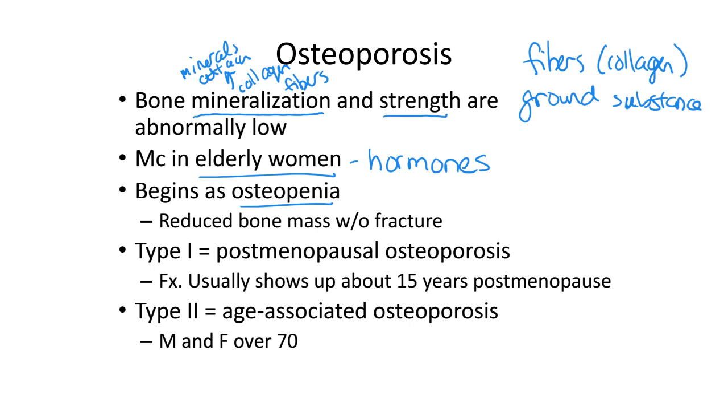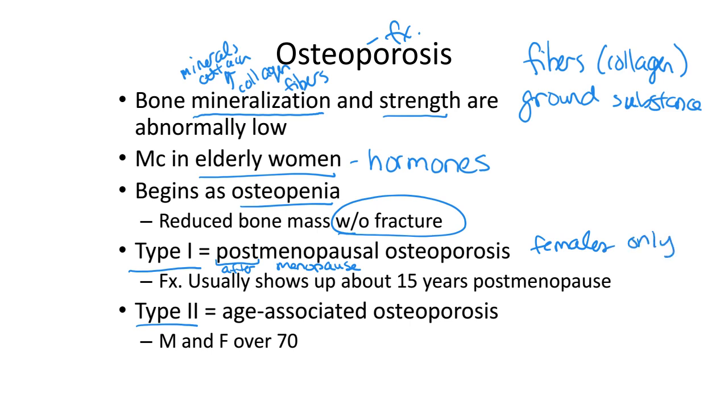Osteopenia is just osteoporosis without fracture. So I still have the decrease in bone mass, but thankfully I'm not suffering fractures yet. It becomes osteoporosis when we start having those fractures. So the 2 types are, we have a type 1 and type 2. So our type 1 is our post-menopausal, right? So post is after. So after menopause. So this is going to be in females only.